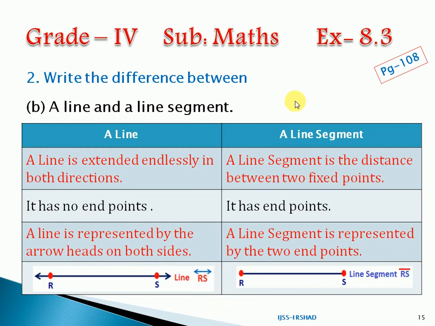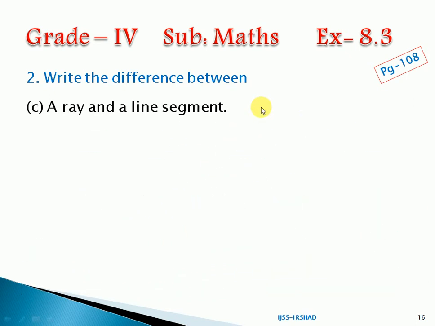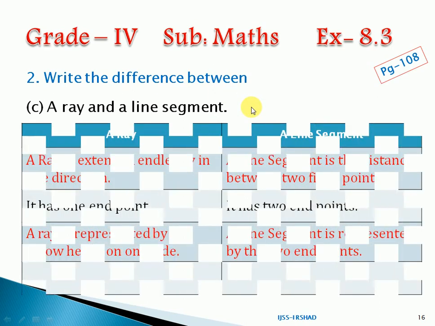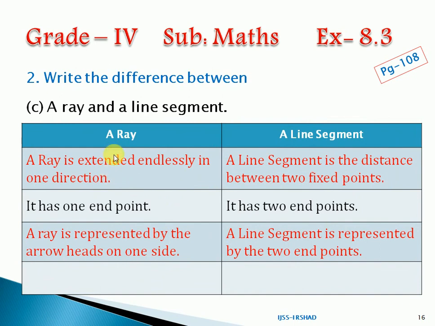Now move to part C. Here you have to write the difference between a ray and a line segment. So we will do it in the same way. A ray is extended endlessly in one direction only. A line segment is the distance between two fixed points. A ray has one end point. A line segment has two end points.